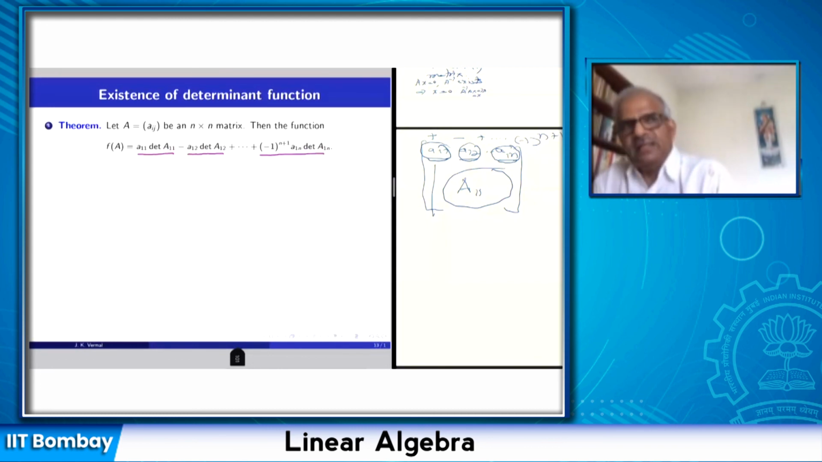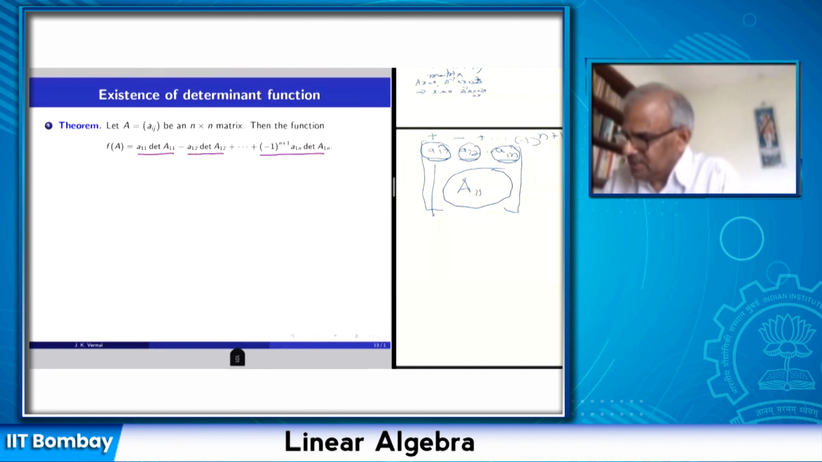We have proved that the determinant function is unique. To show that this is the determinant function, I must show that it is multilinear, alternating, and its value on the identity matrix is 1. The value on the identity matrix is 1.